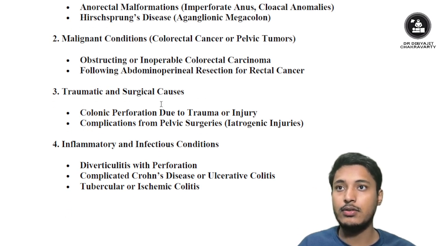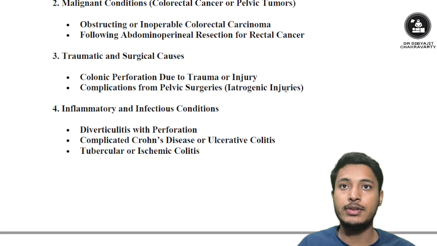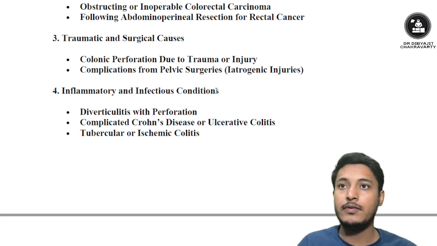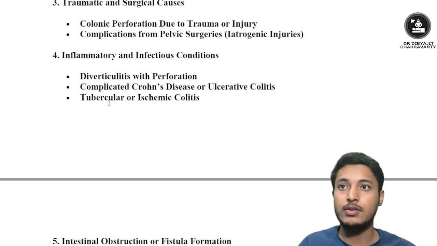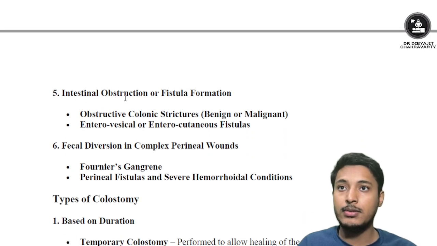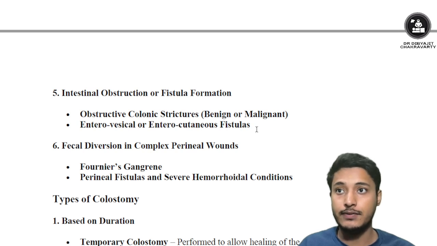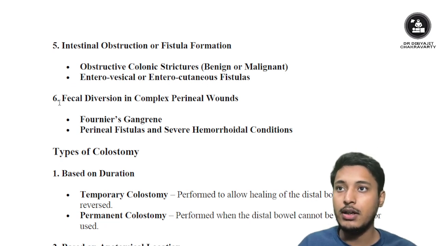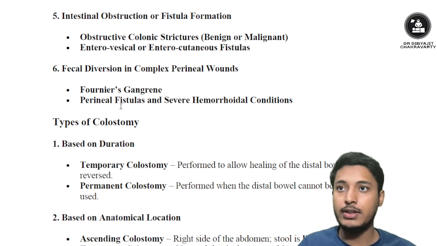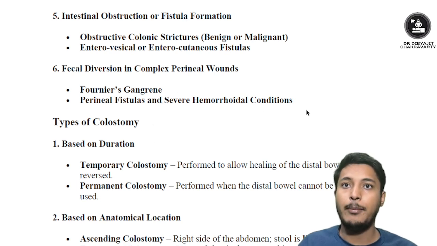Traumatic or surgical cases like colonic perforation due to trauma or injury to the rectum or colon, complications from pelvic surgeries like iatrogenic bowel injuries, and inflammatory and infectious conditions like diverticulitis with perforation, complicated Crohn's disease or ulcerative colitis, tubercular or ischemic colitis, etc. For intestinal obstruction or fistula formation, we can also do a colostomy, particularly in cases of obstructive colonic strictures, benign or malignant, and enterovesical or enterocutaneous fistulas, as fecal diversion allows the fistula to heal rapidly.